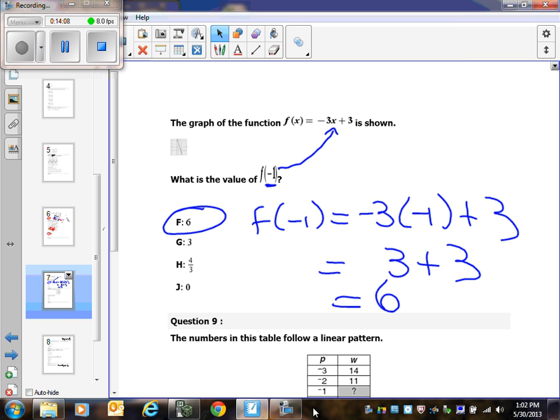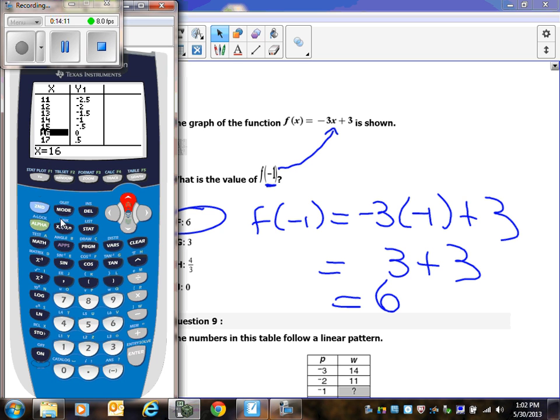Now, using the graph, we're going to have to put this in ourselves. -3x plus 3. All right. Now, when x is -1, I have to find out what its corresponding y value is. And honestly, from this graph, it's really hard to tell. So let me go to the table. If I push a second table, a second graph, and I'm looking for x is -1.